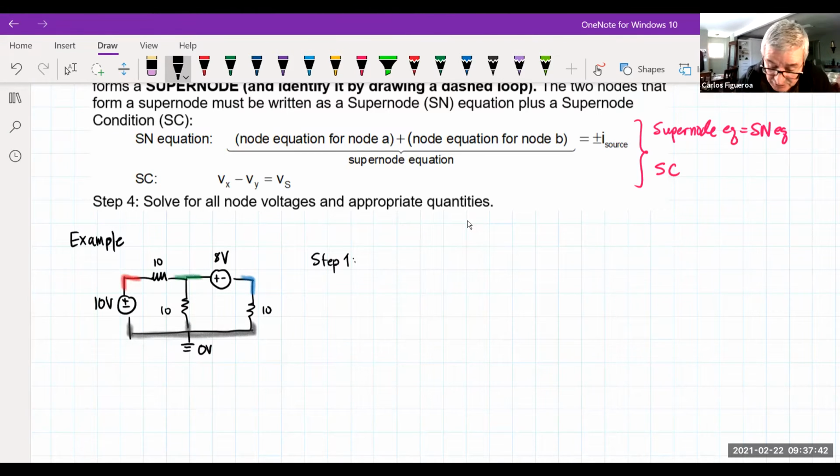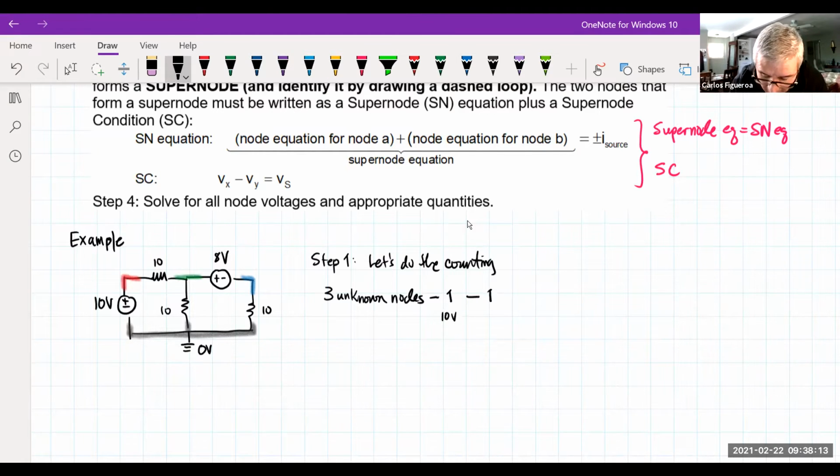It says do the numbers. Let's do the counting. And what's the counting? We want to count the number of unknown node voltages. So here I go. I don't count the ground. We clearly have the red, green, and blue, so we have 3 unknown nodes. But then I count the number of sources. I have 1 for the 10-volt source, and I have 1 for the 8-volt source. So this means I can only have 1 node equation here. Okay.